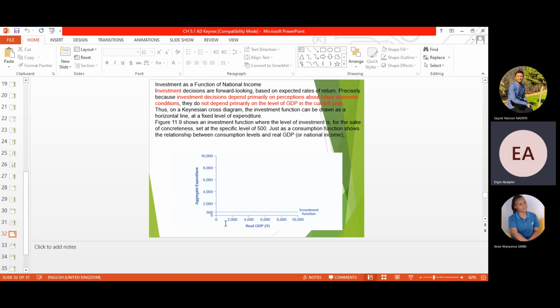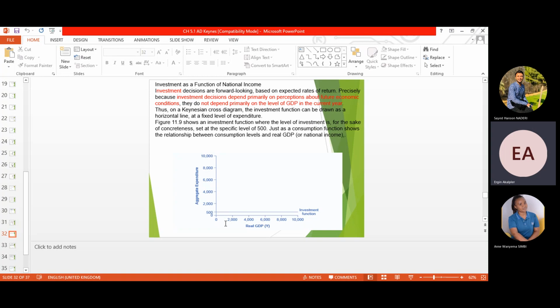Thus, on a Keynesian cross diagram, the investment function can be drawn as a horizontal line at the fixed level of expenditure, because as I said to you, it is dependent on the saving percentage, saving account. And in the figure given below, the investment function, where the level of investment is, for the sake of concreteness, set at the specific level of 500, as it is given.